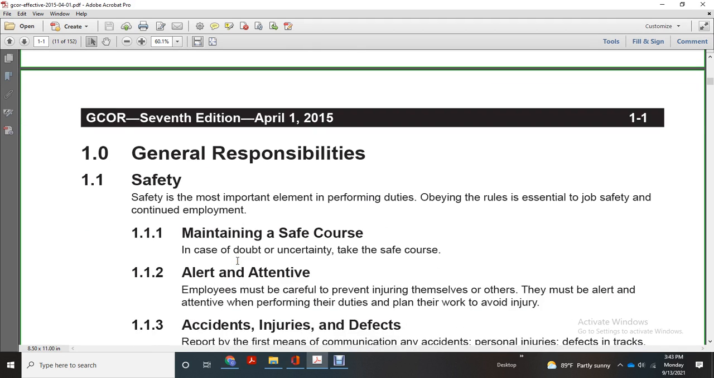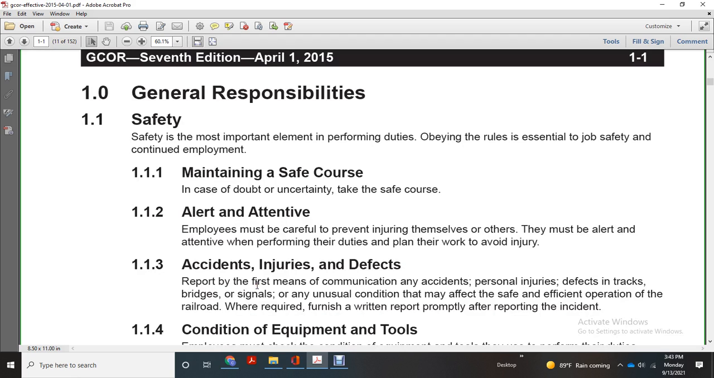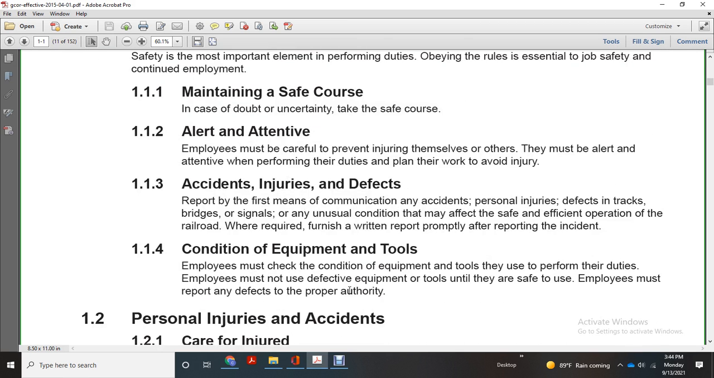alert and attentive. Employees must be careful to prevent injuries to themselves or others. They must be alert and attentive to perform their duties, plan their work, and avoid injuries, accidents, and defects. Report by the first means of communication any accident, personal injury, or defect in the track, bridges, or signals, or any unusual condition that may affect the safe operation of the railroad. When required, furnish a written report promptly after reporting the incident or condition.